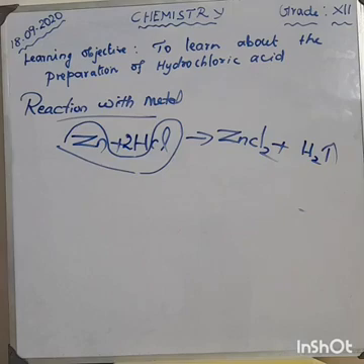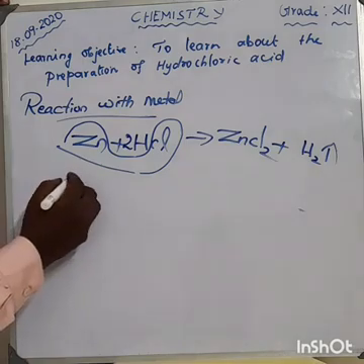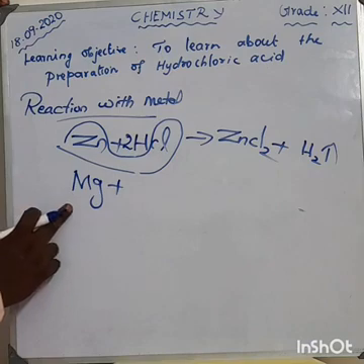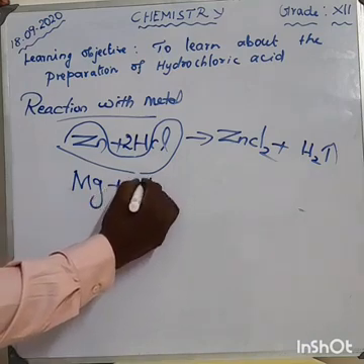Can you write this equation? It's an important question. How does hydrogen chloride react with the zinc metal? Those who have the textbook, please write the question and answer there. How zinc reacts with the hydrochloric acid, and also how magnesium reacts with the hydrochloric acid. The symbol of magnesium is Mg. Magnesium reacts with the hydrochloric acid.